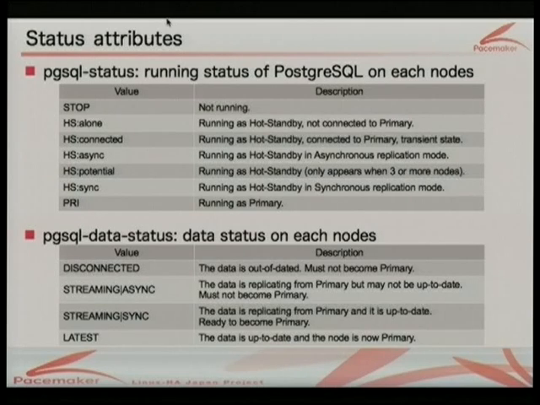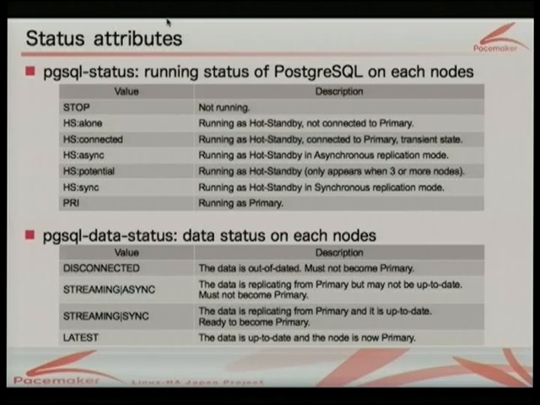Stop is obvious, and primary is obvious. And in a hot standby status, you may see HS alone or HS sync. In a hot standby status, there are several different statuses in PostgreSQL, but you will see HS alone, which means the database is running there but not connected to the master side, so it's not replicating. And HS sync means it's replicating and the data is already synced. So its replication is working completely.